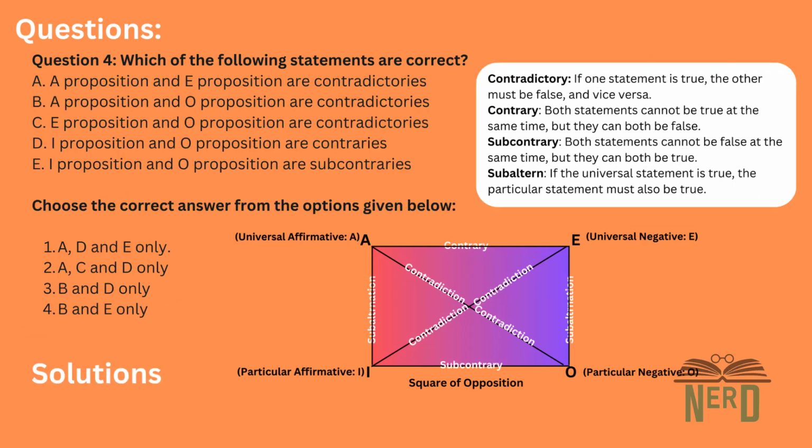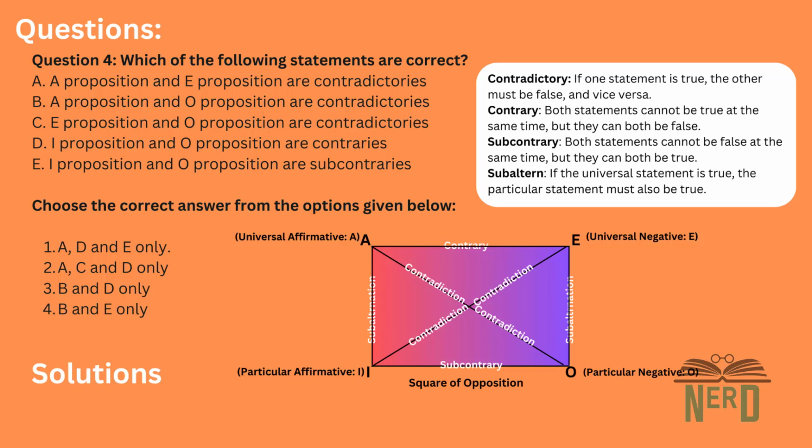Question 4. Which of the following statements are correct? A. A proposition and E proposition are contradictories. B. A proposition and O proposition are contradictories. C. E proposition and O proposition are contradictories. D. I proposition and O proposition are contraries. E. I proposition and O proposition are subcontraries.